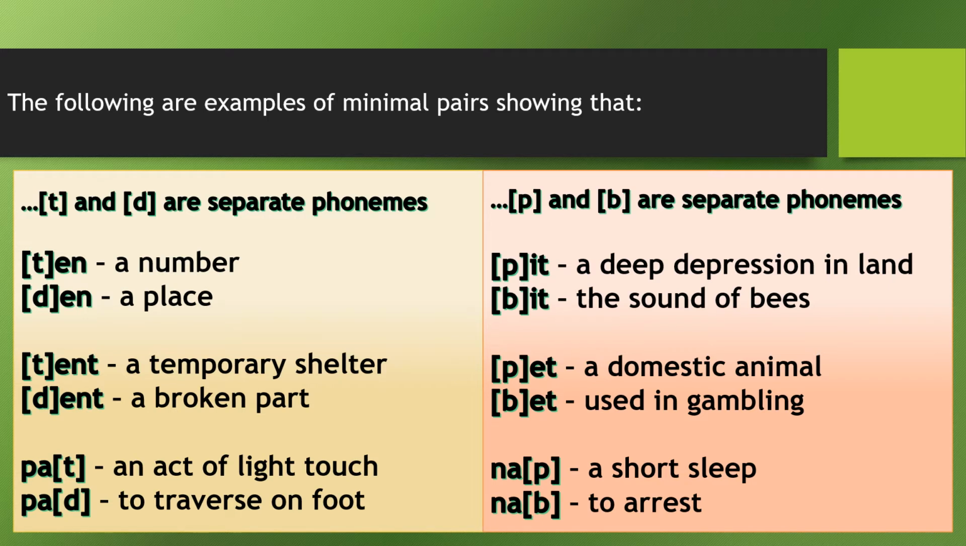The following are examples of minimal pairs showing that the phonemes t and d are separate phonemes, such as in the words ten, den, tent, dent, pat, and pad. The phonemes p and b are separate phonemes, such as in the words pit, bit, pet, bet, nap, and nab.